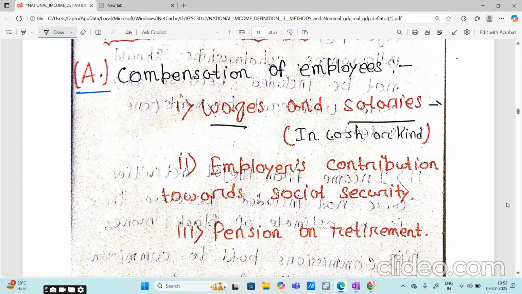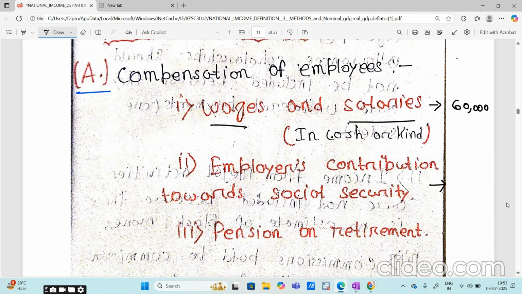Suppose in India there are 500 laborers working currently, and their wages and salaries received are totally, suppose, 60,000 in total. I am just taking small numbers so that I can easily interpret and explain.